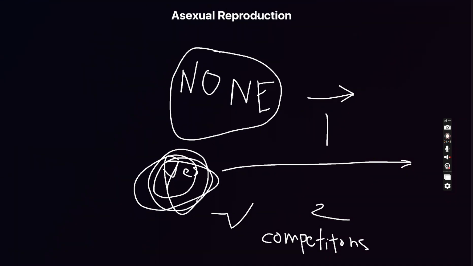Budding is basically an organism growing off of another. Fragmentation is both organisms splitting off and then regenerating. Regeneration is when you cut off a limb and then that limb grows into a new one.